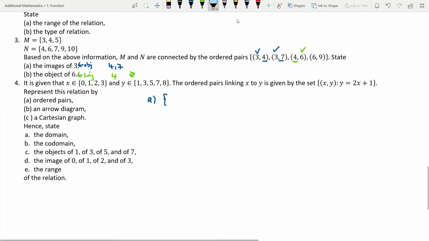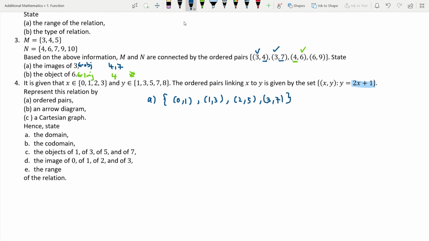So remember, this is the function, 2x plus 1. The first one is 0. When we substitute x equals 0, we have the y value 1. So (0, 1). When we put 1 inside the x, 2 times 1 plus 1, we have 3. (1, 3). When we substitute 2 into the x, 2 times 2 is 4 plus 1, 5. And 3: 2 times 3 is 6 plus 1, 7.